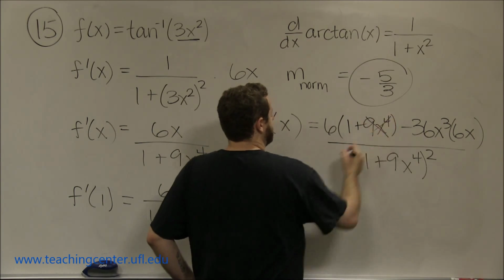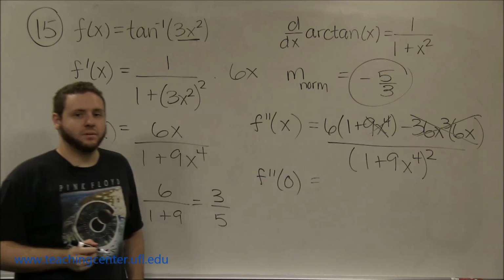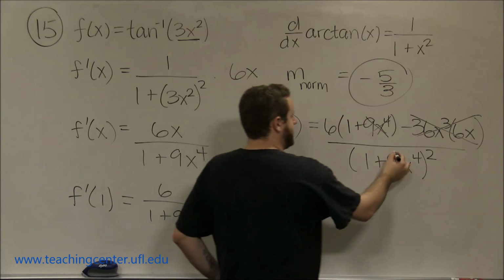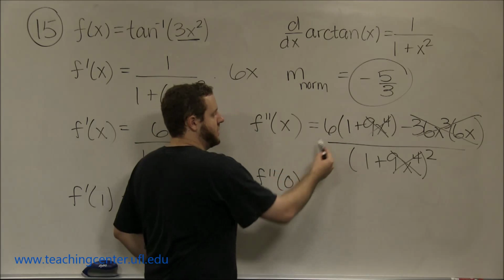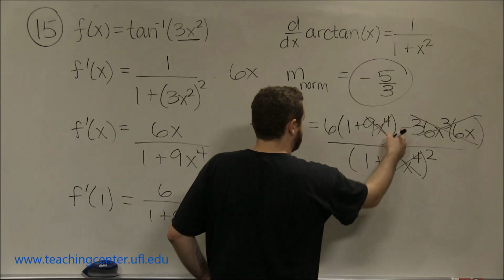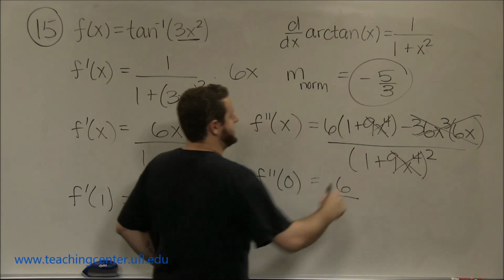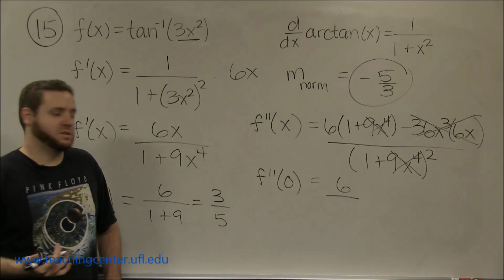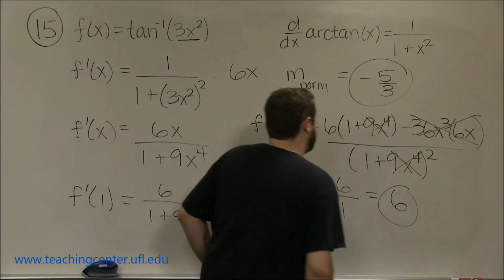this goes away because that's 0. This whole term goes away because x is 0, and this goes away. So really we just get 6 times 1, 6 minus 0. And on our denominator we get 1 plus 0, 1 squared, which is still 1. 6 over 1, which is 6.